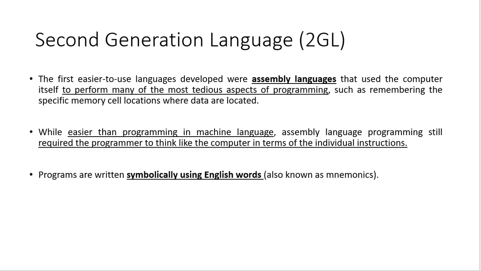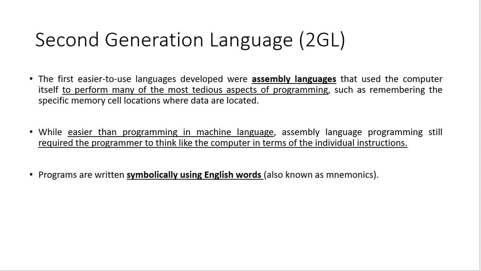Okay, so next is second generation language, 2GL. The first easier to use language developed were assembly language. Okay, so daripada machine language yang sukar untuk kita sebagai manusia tulis, okay, programmer tulis dalam bentuk 0110 tu, kita nak instruct komputer dalam bentuk 0110, kita nak tulis, agak tedious. So datanglah idea assembly language. Assembly language ni adalah second generation, that use the computer itself to perform many of the most tedious aspects of programming, such as remembering the specific memory cell locations where data are located.